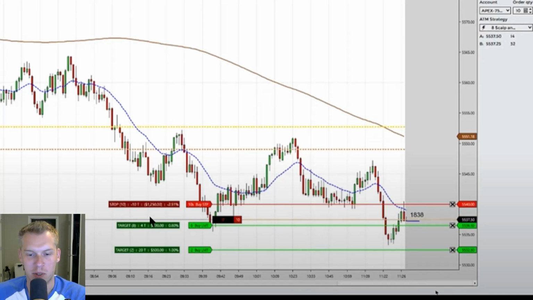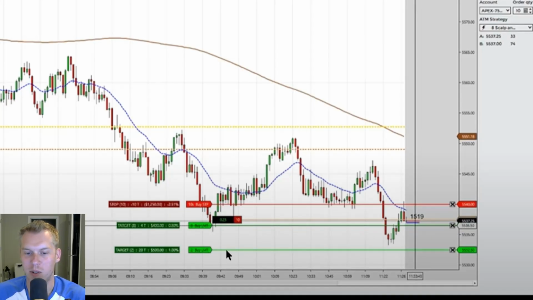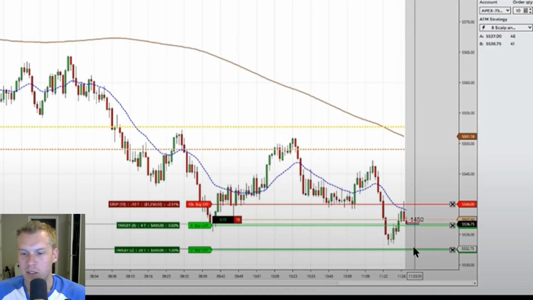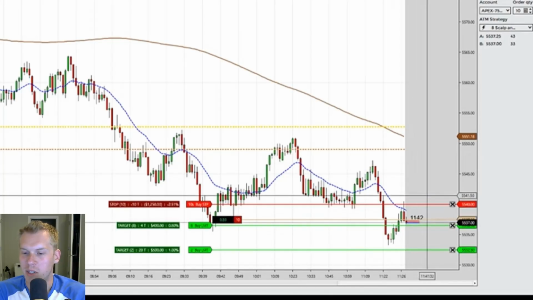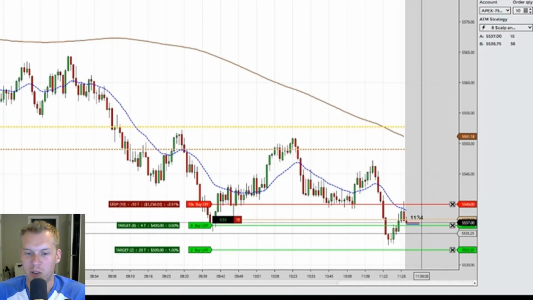I know it's hard to see with the quality, but he shorted with 10 contracts, and he has a scalp position of 8 contracts, and he's going to try to have a runner of 2 contracts. So it looks like he's about to get out of the scalp portion. Doing it this way of having a scalp and a runner, I think that's perfectly fine. That's great. I don't typically do that.